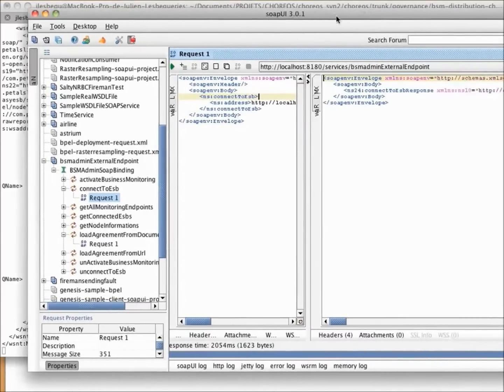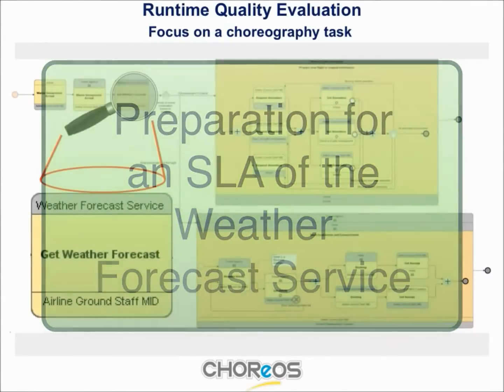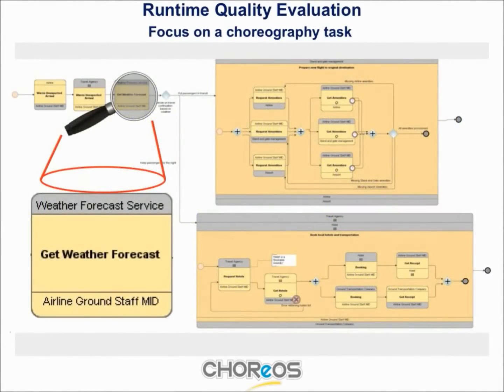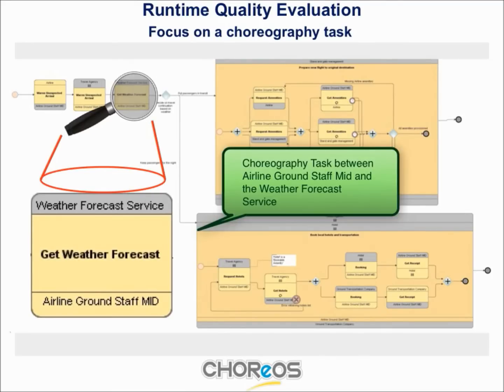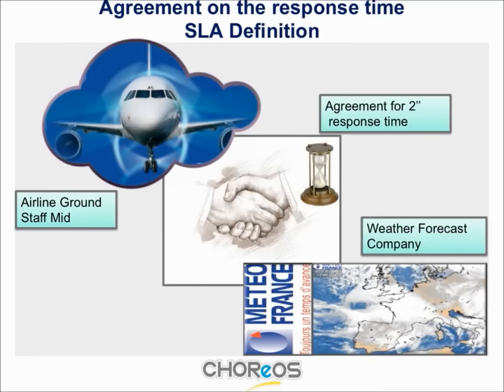At this step, the services are running on top of the CHOReOS middleware. The monitoring is activated, and now we need to prepare an SLA for the weather forecast service. Back to the initial choreography of this demo, the unexpected arrival of a flight, we will focus on a single choreography task that is between the weather forecast service and the airline ground staff meet. Let's assume that the airline ground staff meet and the weather forecast company agreed on a 2-second response time for getting weather information.